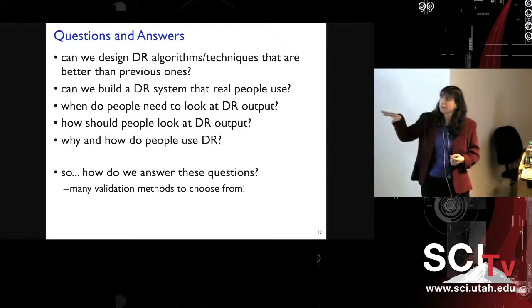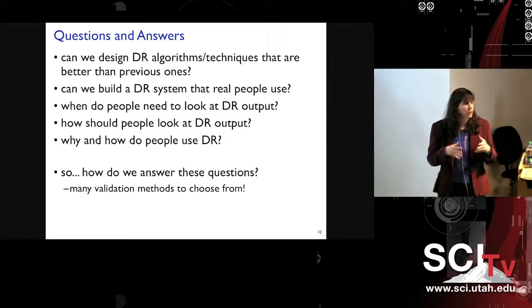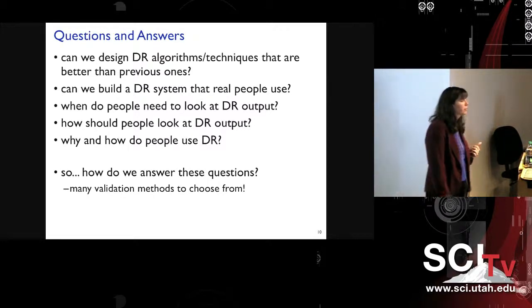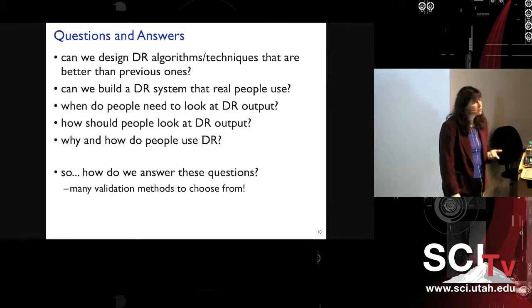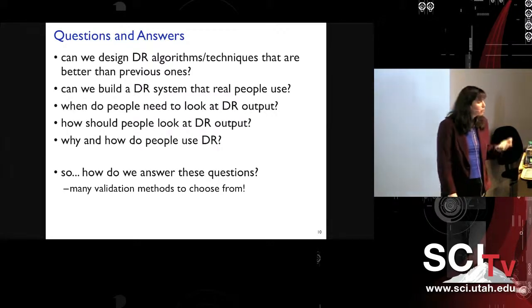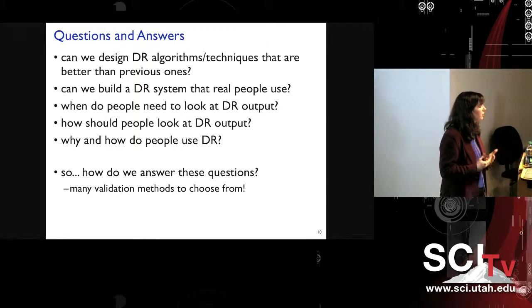So the specific questions and answers that I'm going to focus on in this talk are, how can we design DR algorithms that are better? Can we build a system that real people use? When do people need to look at the output of DR? How should they look at it? And then more generally, why and how?